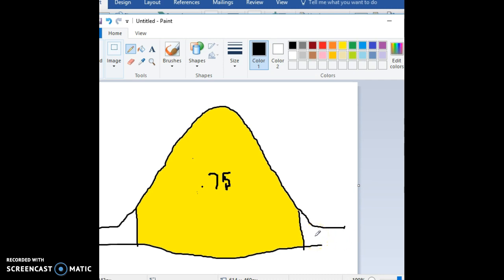So 0.125 is the area of each one of these, and I'm not a very good drawer on Paint, but it would be 0.125 right here, and also 0.125 right here.